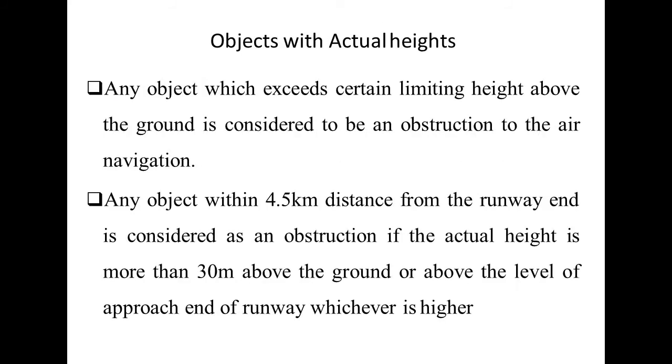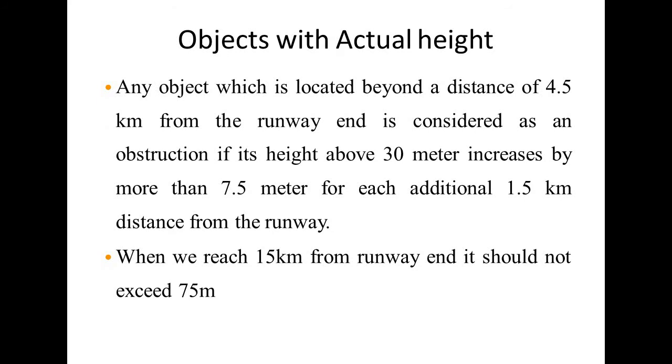Objects with actual height. Any object within 4.5 km distance from the runway end is considered as an obstruction if the actual height is more than 30 meters above the ground or above the level of the approach end of the runway, whichever is higher. Any object located beyond a distance of 4.5 km from the runway is considered as an obstruction if its height is above 30 meters and increases by more than 7.5 meter for each additional 1.5 km distance from the runway.